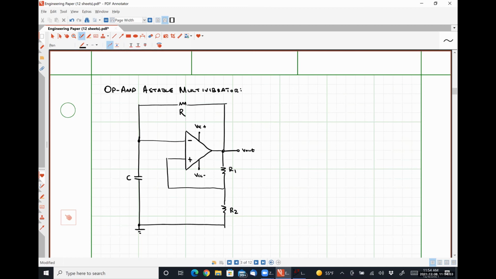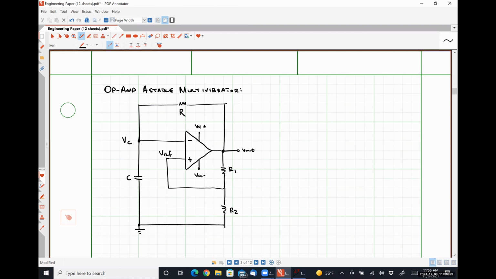Okay. So we want to talk our way through how it works. Let's call this voltage here, the voltage drop across the capacitor with respect to ground, VC. And let's call the voltage present at the non-inverting input terminal V reference, because these are effectively going to tell us how it switches and when it switches and all that kind of good stuff.